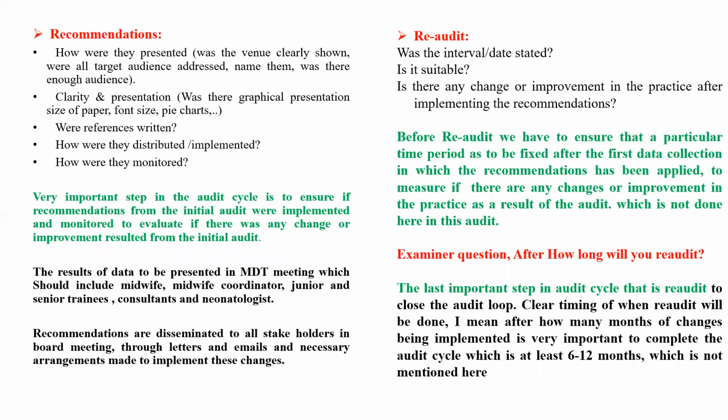The next step in the audit cycle is recommendation. So how are you going to comment about this? You have to comment about whether the recommendations were presented. You have to comment about the venue, if it was clearly shown, if all the target audience were addressed, and if the presentation was clear, if there were any graphical presentations, the size of the paper, the font size, and the pie charts, if the references were mentioned, if the recommendations were distributed to all the staff, and how the recommendations were monitored after implementation.